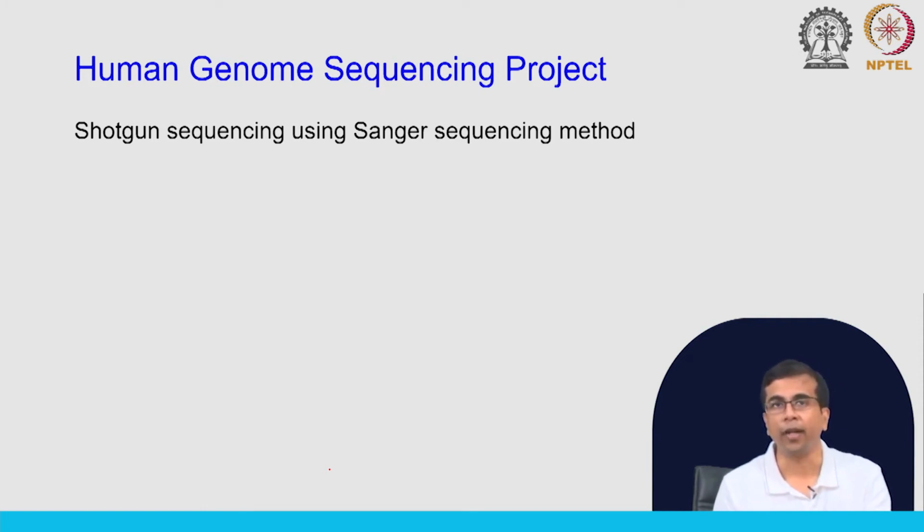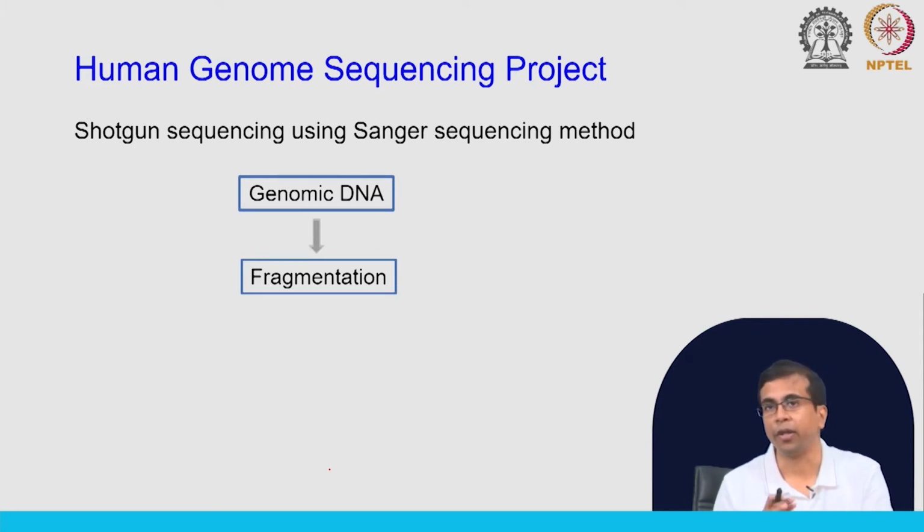Okay, so what they did, they took genomic DNA from an individual. They isolated genomic DNA and did the fragmentation. They generated a lot of these fragments. So, you can imagine, the human genome size is 3 times 10 to the power 9, so 3 billion bases, and you can get an enormous number of fragments.